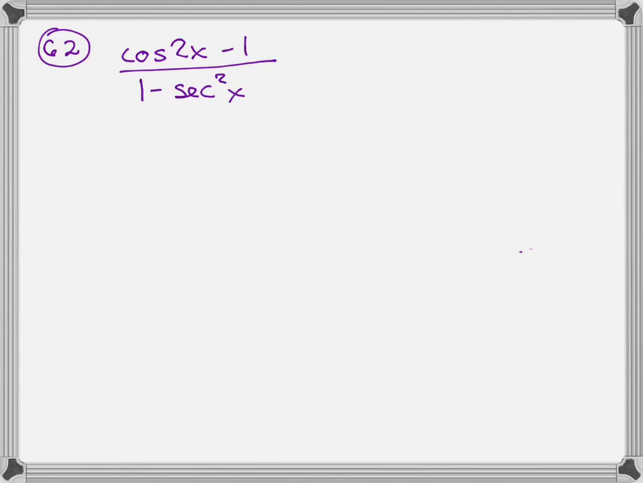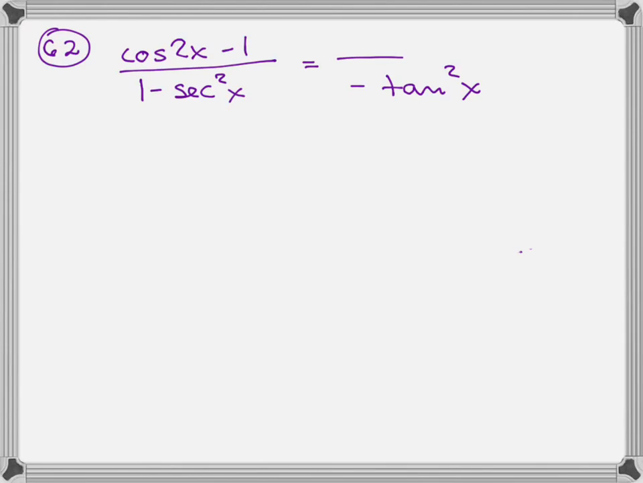Okay, let's take a look at number 62, where we have to simplify. The cosine of 2x minus 1 is 1 minus secant squared. Let's actually look at 1 minus secant squared. That is one of our Pythagorean identities. 1 minus secant squared is negative tangent squared of x.